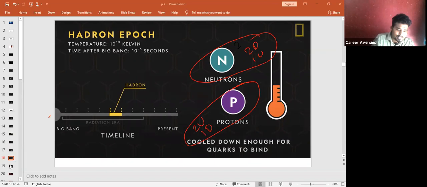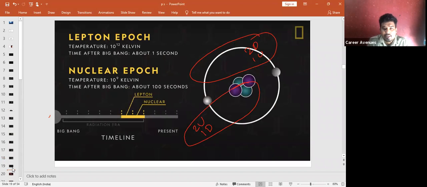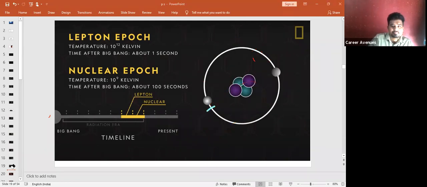Now let's see here. After this we have the first atom. See, here we have two electrons revolving around the nucleus, having two protons and two neutrons, and no doubt it's a helium atom, right? So here we have helium in the lepton epoch, and finally in the nuclear epoch we get this nucleus, and here we have the first atom, that is helium. Okay, now moving to the next.